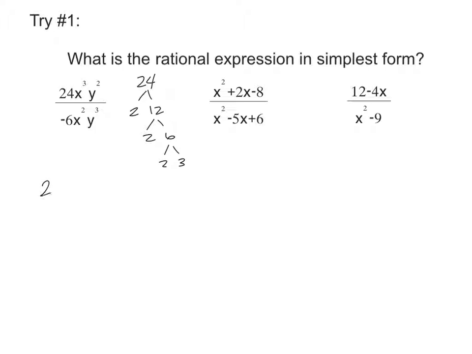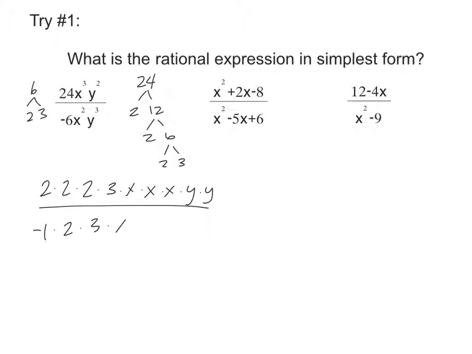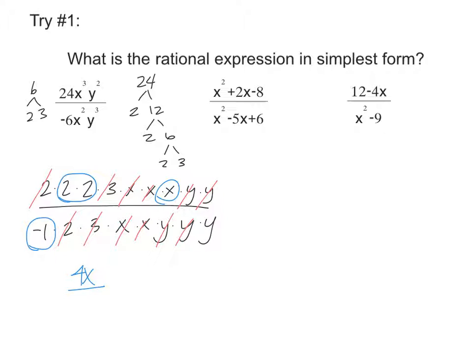So that numerator is 2, 2, 2, 3, 3 x's, and 2 y's. That's the numerator. And then the denominator, remember 6 is just 2 and 3, but don't forget there's a negative 1. So it's negative 1, 2, 3, 2 x's, and 3 y's. Okay, from there we'll cross out what they have in common. So there's one 2 in common, one 3, 2 x's, and 2 y's. So we will be left with in the numerator 2 times 2, which is 4, x over negative 1 and y, which would give us negative y. And that would be our final answer.